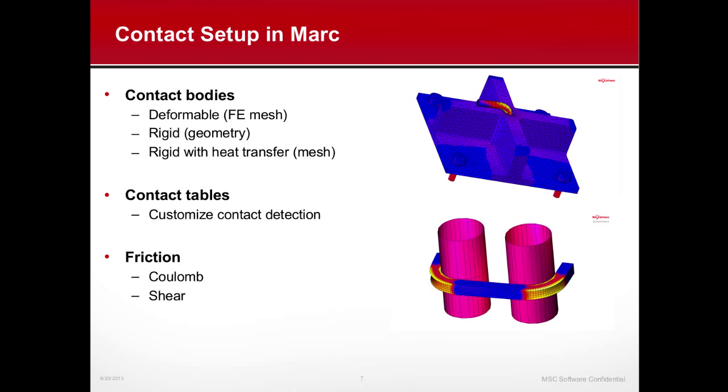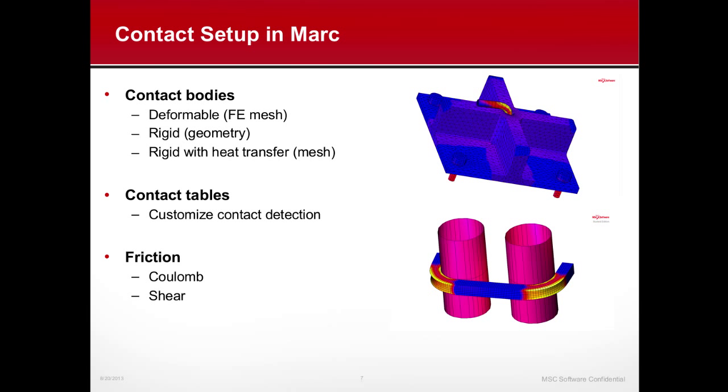Since Marc uses a much more intuitive contact body approach, it is quite easy to set up the contact model. And there are two distinct types of contact bodies defined in Marc, deformable and rigid. A deformable body is a collection of finite elements. And this is what you see on the top figure on this slide, where all the contact bodies are deformable, and we have multiple contact bodies. You can see here we have the rod, and we have the block, and we have the bolts, and so on.